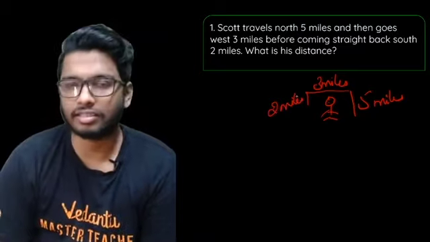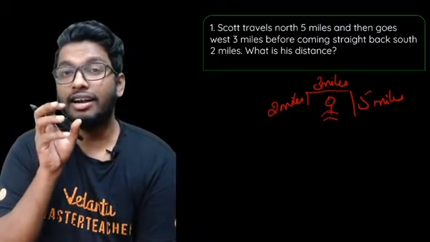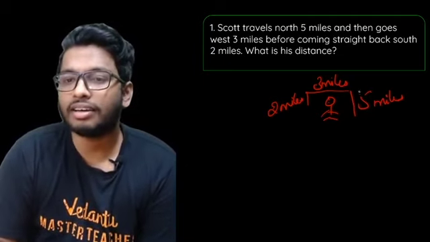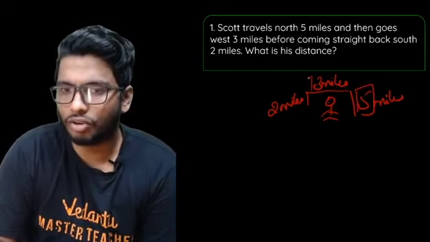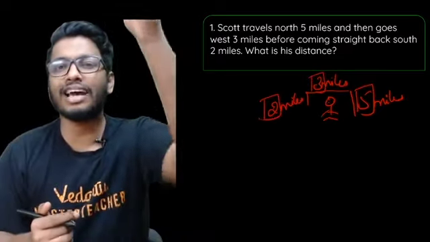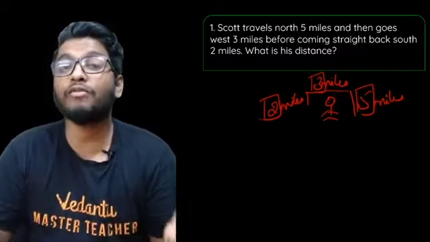Now, what is distance? Distance is the path traveled or the length of the path taken by the body. So what is the length of the path? 5 plus 3 plus 2. Simple as that, because he has taken that path, right? He has chosen that path. He has traveled so much, the length of the path, in other words.